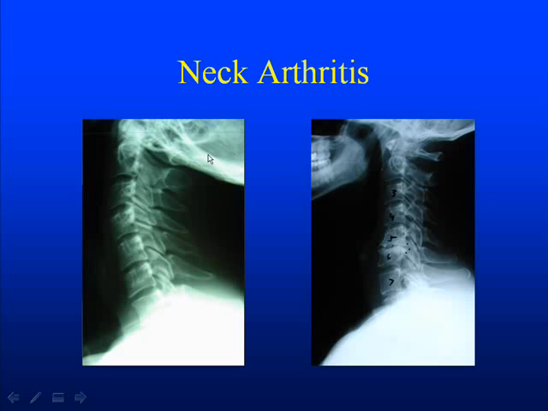Here again we have a normal x-ray of the neck. On the other hand, here's an x-ray where we see the normal discs, and here is a collapsed arthritic disc. So between the fifth and the sixth vertebrae, we can see the disc is very collapsed compared to a normal disc, and this can cause a lot of problems with neck pain as well as arm pain.